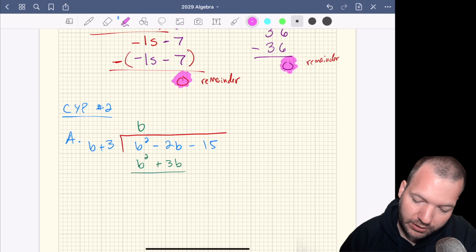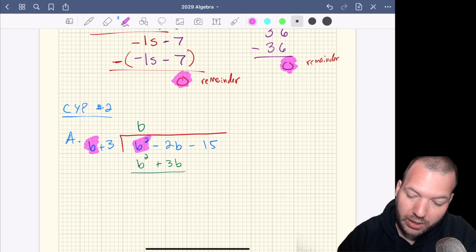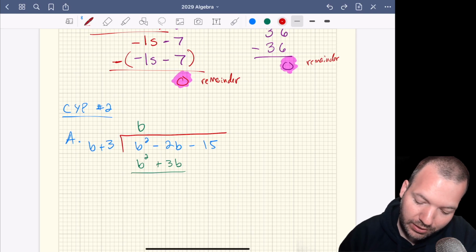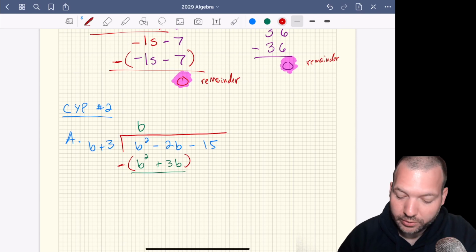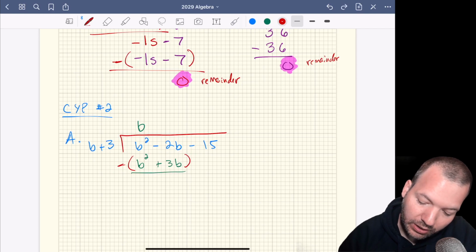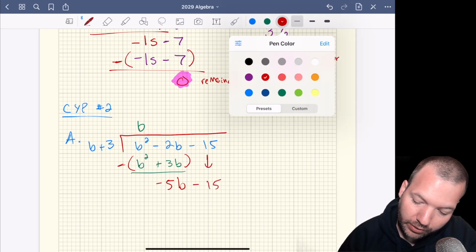So first of all, I asked myself, not how many times does something go in, but what times b would make a b squared. Those are our leading terms. B times b is b squared, b times 3 is 3b, and then we would subtract here. B squared minus b squared is 0. That should always happen. Negative 2b minus positive 3b is negative 5b. Always be careful with those signs. Bring down the minus 15, and then keep going.